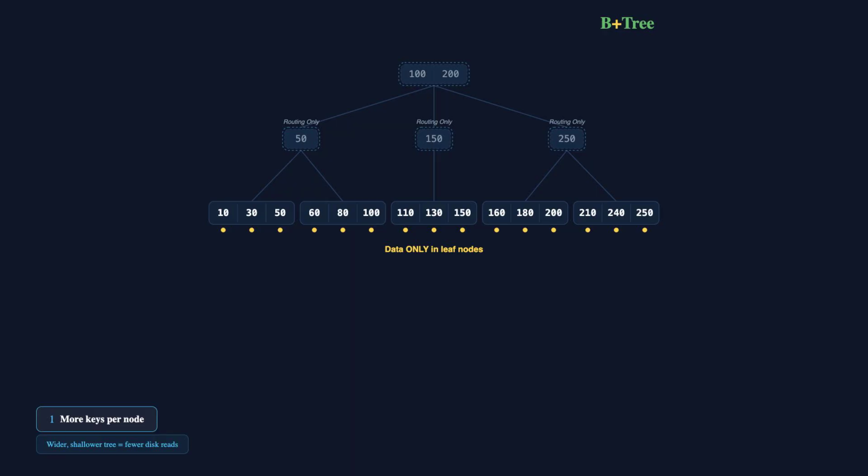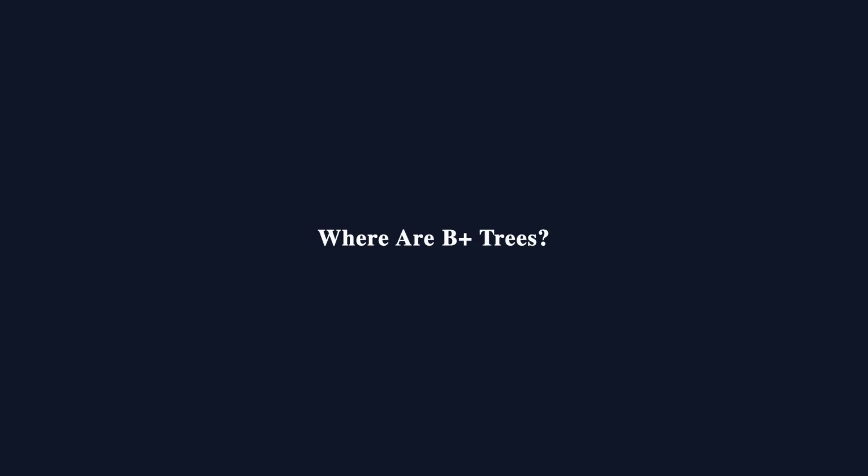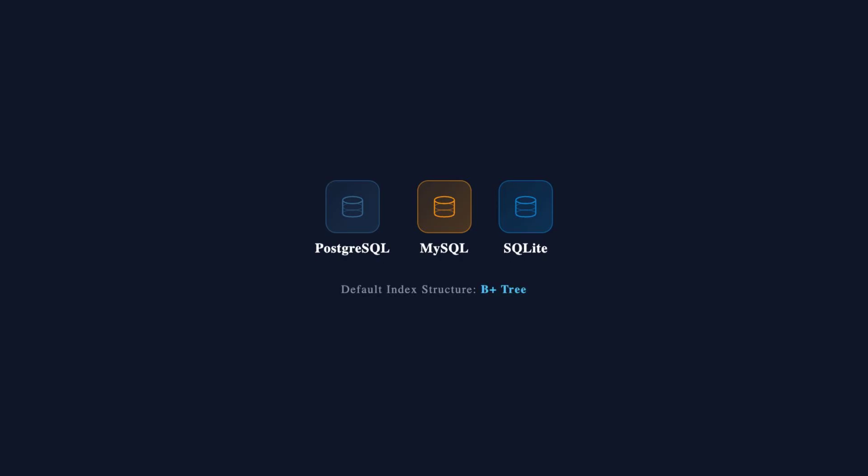Second, and this is the clever part, the leaf nodes are linked together in a chain. This makes range queries incredibly fast. Need all users with IDs between 100 and 200? Find 100 in the tree, then just walk along the leaf chain. No need to traverse back up and down the tree. So where do you actually encounter B+ trees? Everywhere. PostgreSQL, MySQL, and SQLite all use B+ trees as their default index structure.